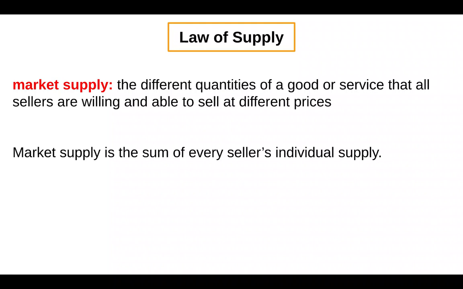So while market supply is the sum of every seller's individual supply, individual supply is looking at just one seller. And again, it's important we distinguish between market supply and individual supply, with market supply being all those individual sellers, what they want to sell and are able to sell, added up together. So just make sure we understand that difference.